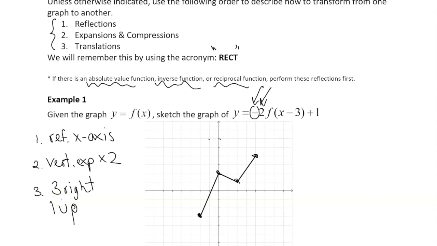Okay. If you want to try this out on your own, you may want to pause the video right here and see if you could perform each of those operations and come up with your final new function. Otherwise, you can follow along here and we'll do this step by step.